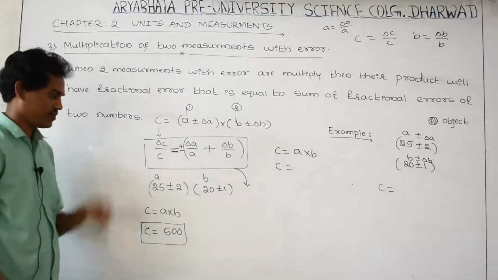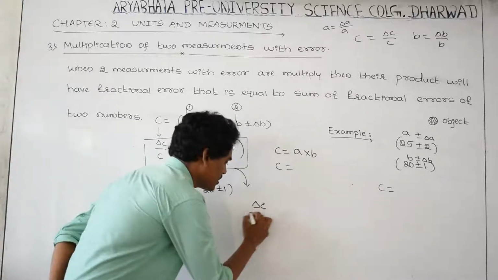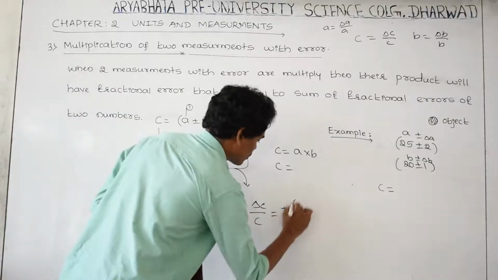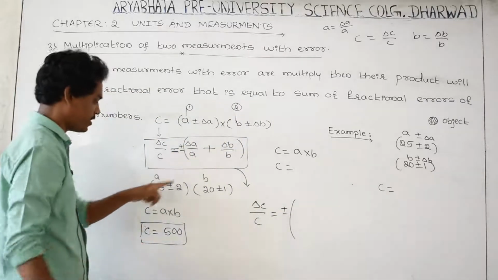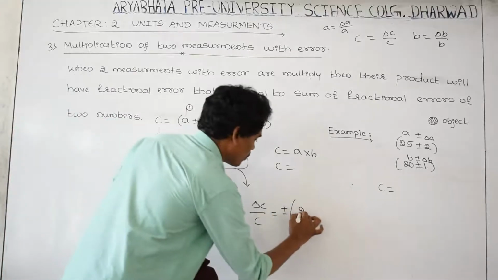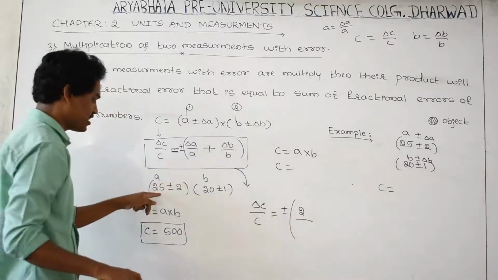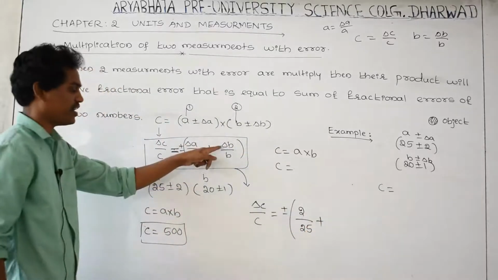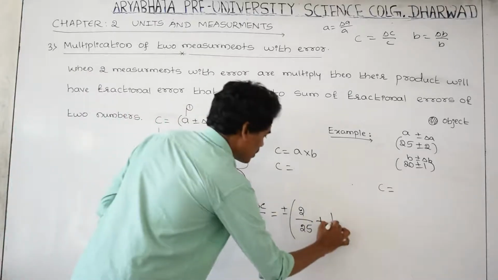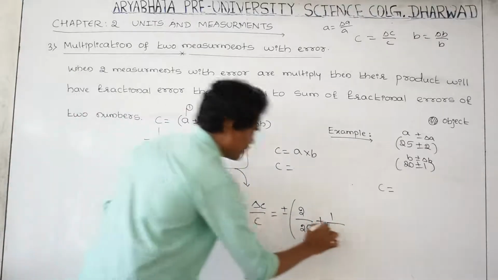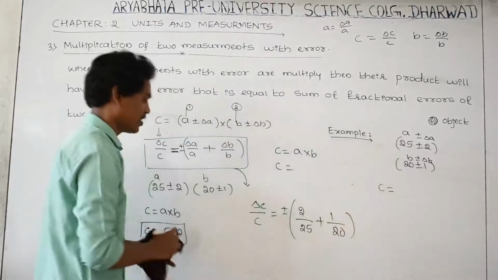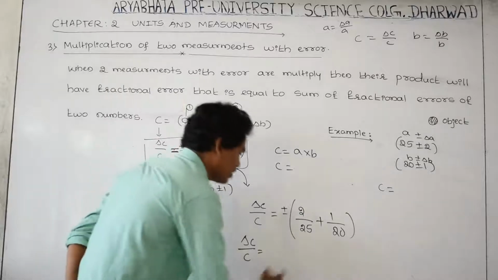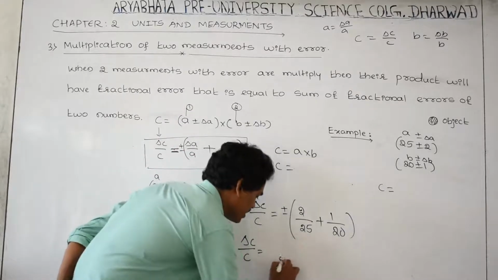Delta C by C is equal to plus or minus delta A by A plus delta B by B. What is delta A? 2. What is A? A is 25. Plus, what is delta B? Delta B is 1. What is B? B is 20. And delta C by C is equal to, multiply these two, you are getting 500.